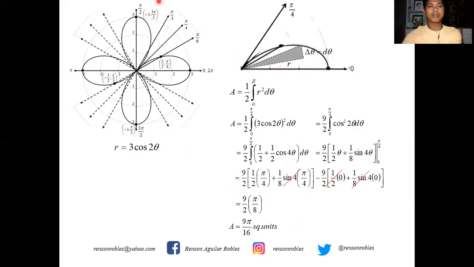Going back to the entire region, you will notice that the entire region can be divided into 8 sub-regions, namely A1, A2, A3, A4, A5, A6, A7, and A8. So the total area is equal to 8 times the area of this subregion. So that's 8 times 9 pi over 16. And finally, we have the area enclosed by the four-leaf rose r equals 3 cosine 2 theta is 9 pi over 2 square units.